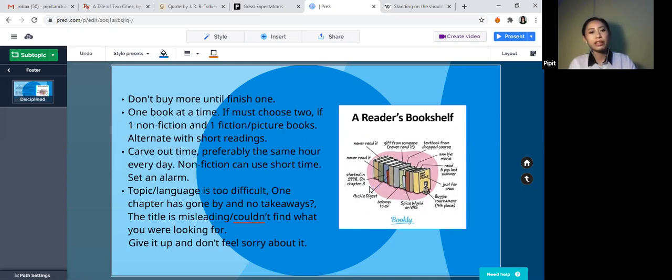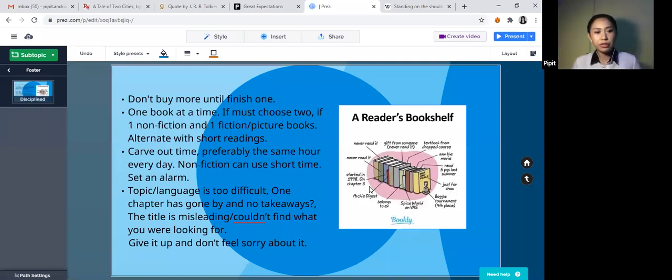I'm sure you can relate, right? It's fine. This is when you're just bored with your long or thick books, you can alternate with short readings. But in principle, just one nonfiction book and then one fiction. And just like what Bill Gates said, we need to carve out time to read every day, preferably the same hour every day. So if you can only have 15 minutes, I suggest you read fiction instead of nonfiction.